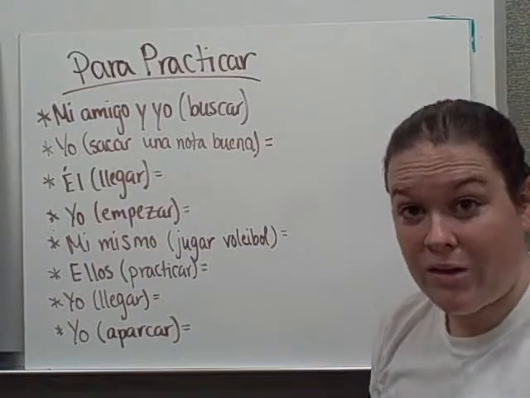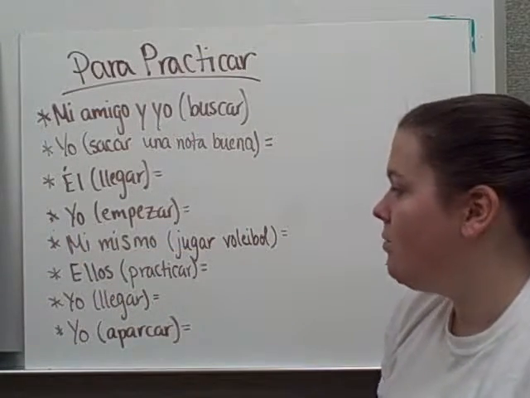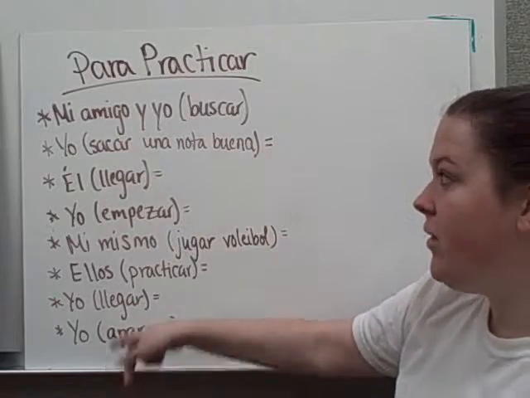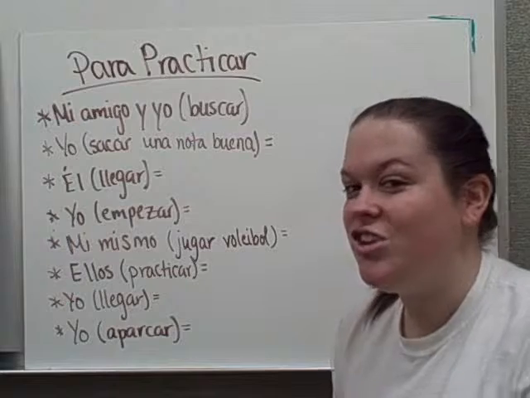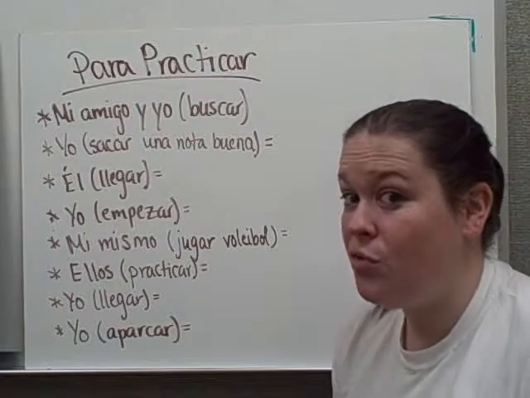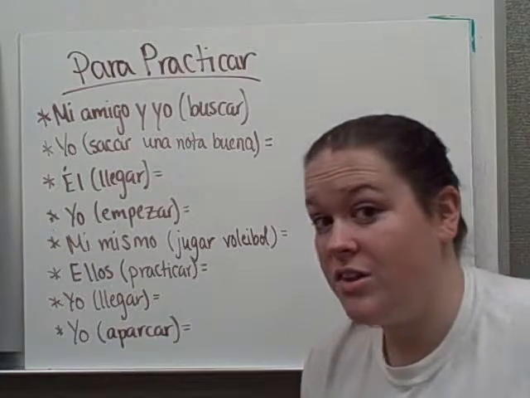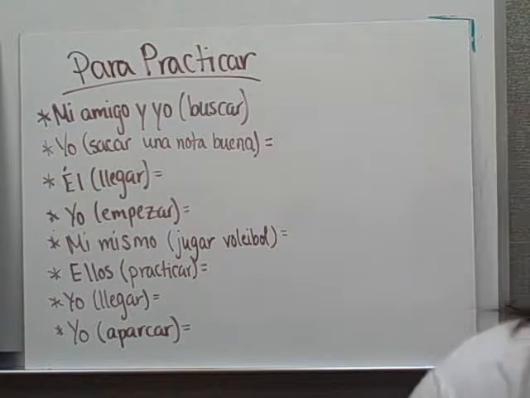And now it's time to practice. Para practicar. Give these a shot. The subjects are to the left. Verbs are in parentheses to the right. Remember, you only change it. It's only irregular in the yo form. Car, gar, zar, to qué, gué, cé. Give it a shot.